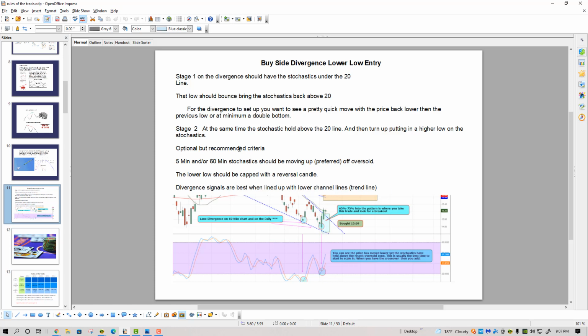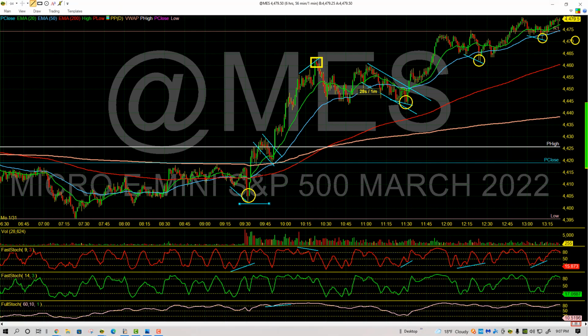All right, the optimal thing is having that 5-minute and 60-minute stochastics moving up in the direction of your trade. And if the lower low is capped with a reversal candle, that even adds to the setup. And that's exactly what we had in all these divergences.